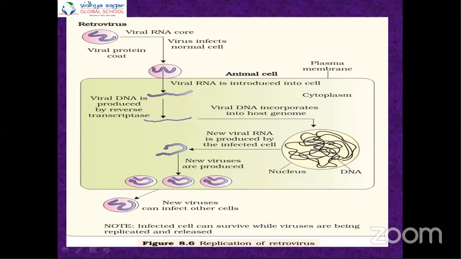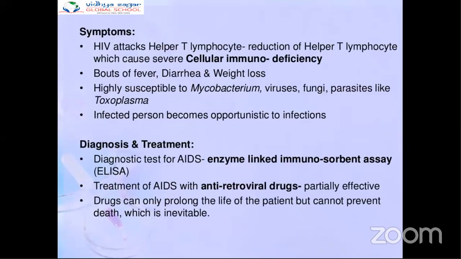The main attack is on the T cells. Okay, so symptoms. HIV attacks helper T lymphocytes. Reducing of helper T lymphocytes causes cellular immune deficiency.